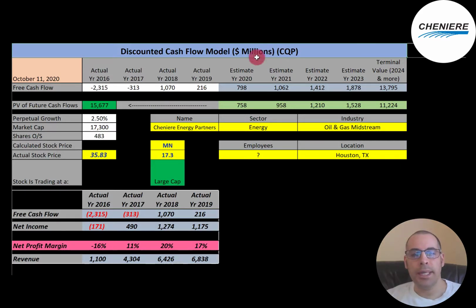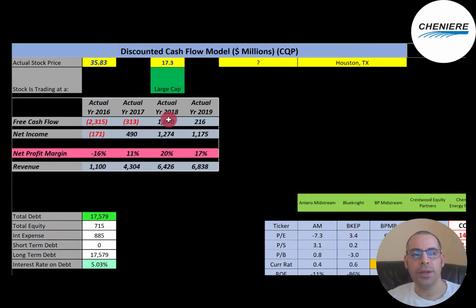This is a big company, 17.3 billion market cap, so they're a large cap company. They're trading at $35.83 a share, and they have 483 million shares outstanding. To get shares outstanding, it's market cap divided by stock price. Let's look at the financials.